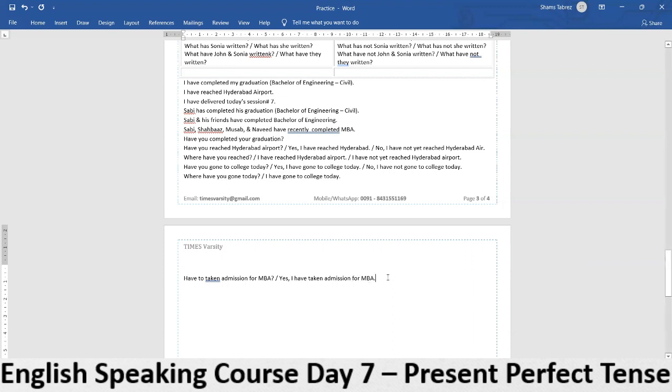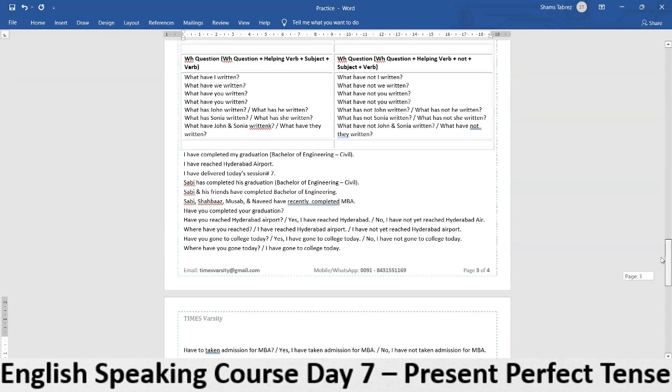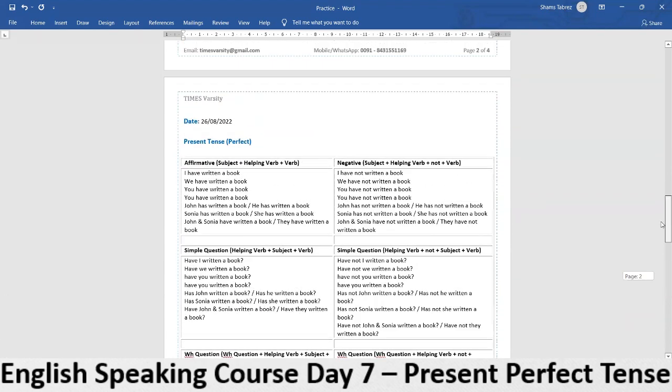And in case it is a negative answer, then it should be like, no, I have not taken admission for MBA. Like this, you see here, the helping verb remains the same, pronouns remain the same. So you need to keep on changing the verb and making different sentences. This is how you will learn quickly in the best possible way.